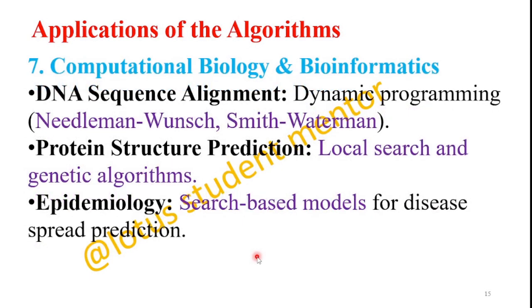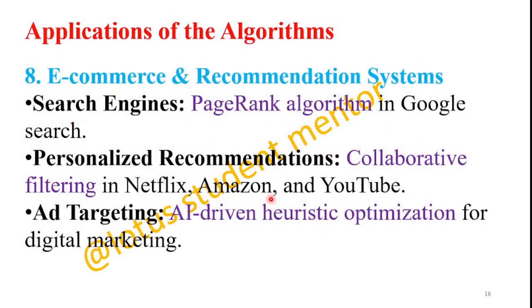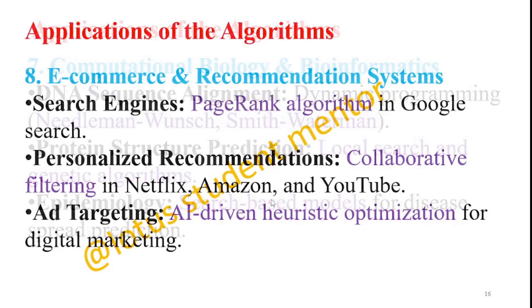The seventh one comes under computational biology and bioinformatics. What is that? DNA sequence alignment, protein structure prediction, and epidemiology. DNA sequence alignment uses dynamic programming. In dynamic programming there are two types, Needleman-Wunsch and Smith-Waterman. For protein structure prediction, local search and genetic algorithms, whereas epidemiology uses search based models for disease spread prediction.